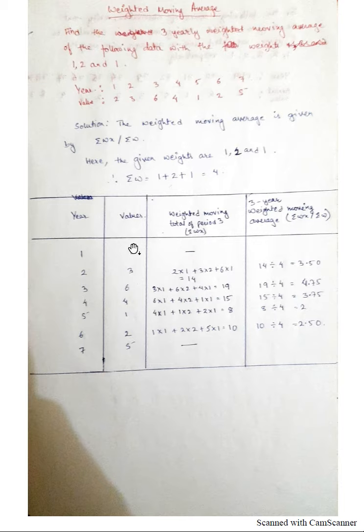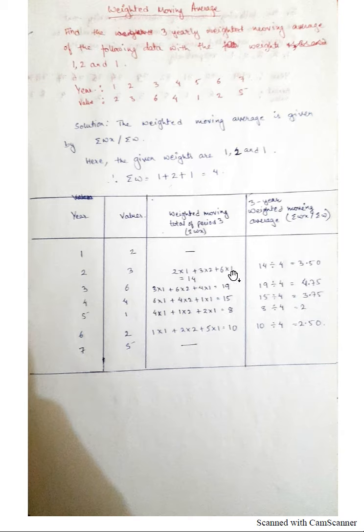So our first value is 2 and our first weight is 1. So 2 into 1 plus our second value here is 3 and our second weight is 2. So plus 3 into 2 plus our third value here is 6 into our third weight, which is 1. So 6 into 1. It is equal to 2 plus 6 plus 6, which is equal to 14.